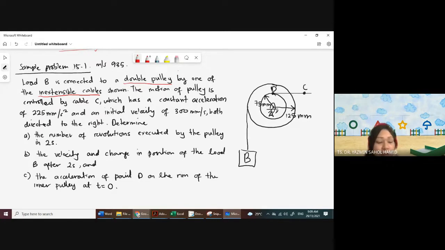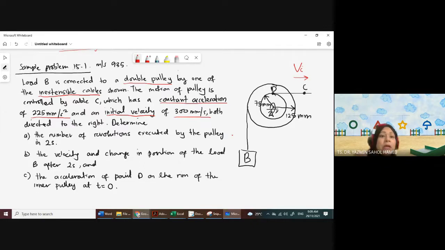Okay. So motion pulley ni is controlled by cable C, which has a constant acceleration. Okay. So maksudnya cable kita ada VC ni dia control. Kita ada constant acceleration ni berapa dia? 225 mm per second square. Lepas tu dia also ada initial velocity berapa? 300 mm per second. Okay. Both directed to the right. That's why I tulis gambar directed to the right. Okay. Dia ke kanan.